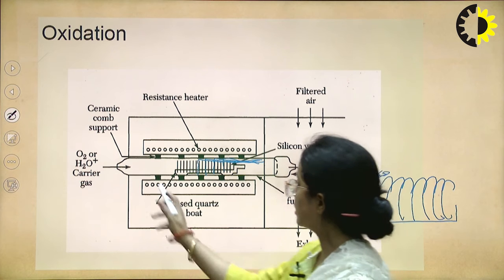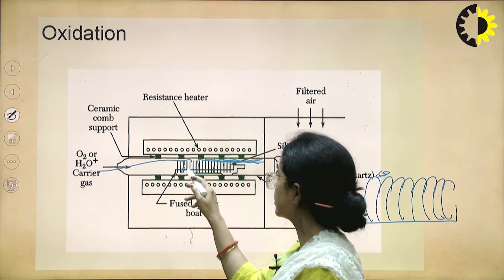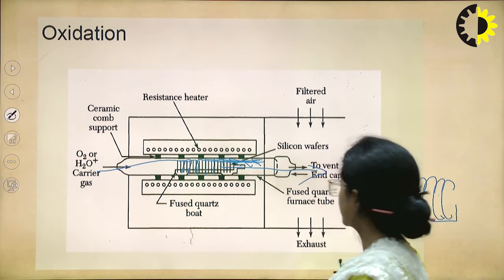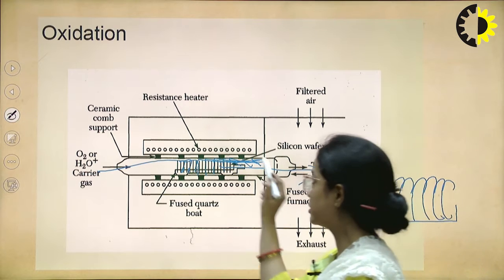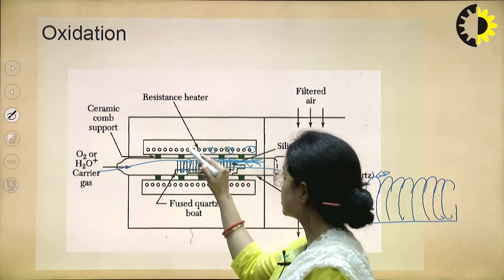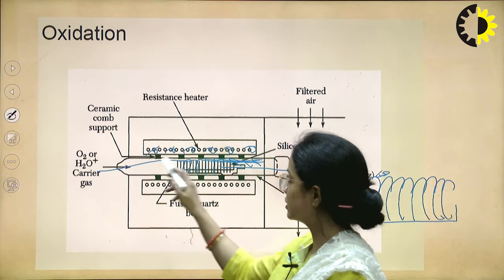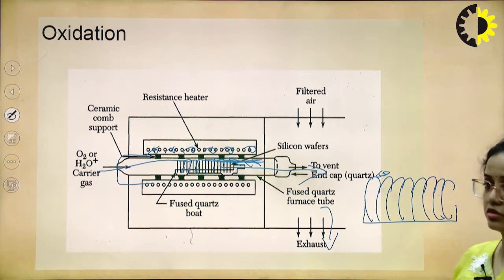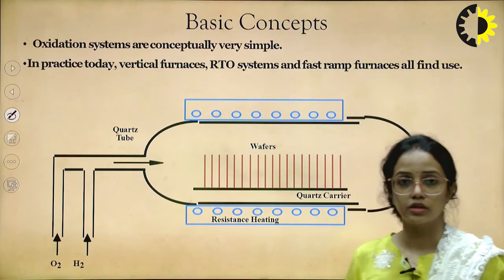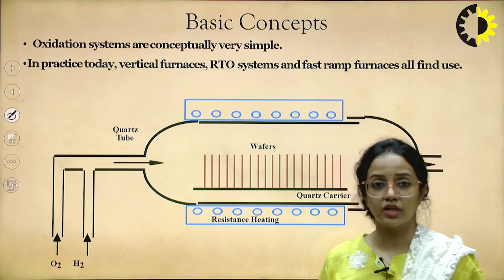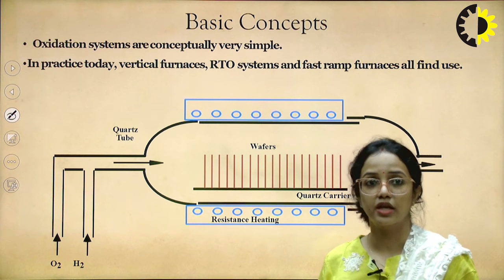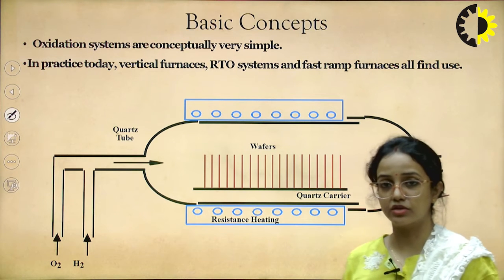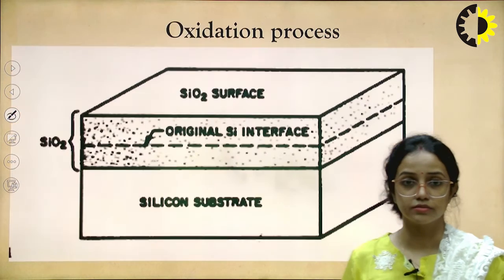So here is the inlet. These gases should enter like this, not like this, and of course the used gases will escape out. And here we have heaters placed just above the susceptor, and it is a ceramic support, and this is the exhaust tube where the unused gases can move out. So oxidation systems are conceptually very simple. In practice today, vertical furnace, RTO systems and fast ramp furnaces all find use.